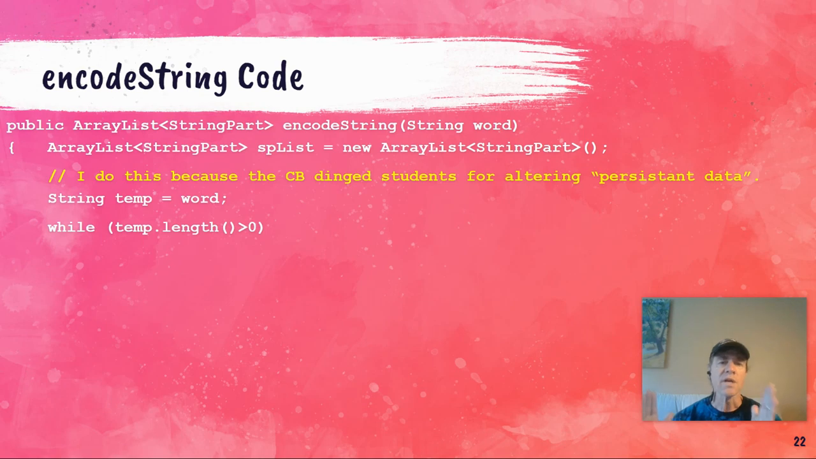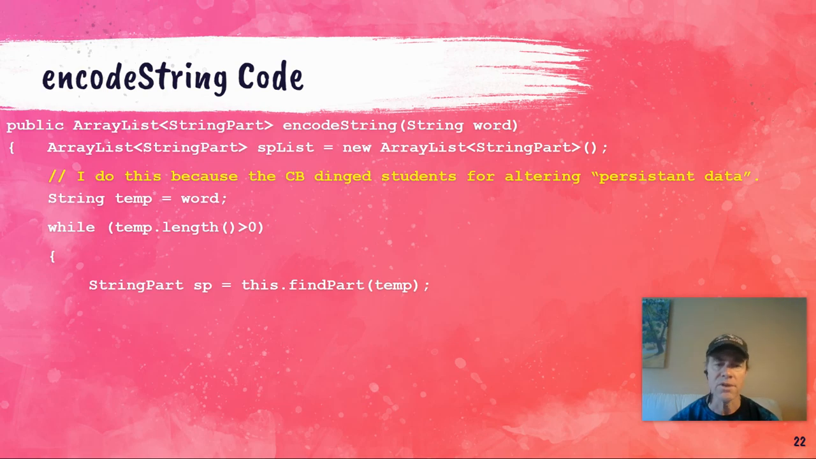The first thing I'm going to do is call the find part method. I pass temp, and that's going to find out where in that master it begins, and it returns, again, that string part, which identifies the index where it starts and how many letters it is. Now SP is a temp. It doesn't exist anywhere but inside my while loop. I'm going to add that to my new array list, SP list.